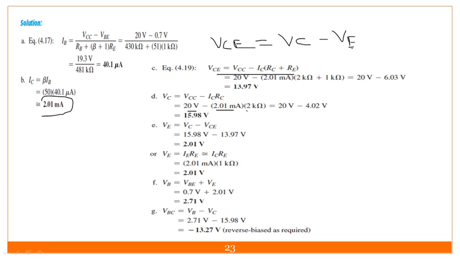Then RC is how much? 2 kilo ohm. If I put the values in the calculator, I will get 20 minus 4.02 volt. So 20 minus 4.02 volt is how much? 15.98 volt. You are getting 15.98 volt. This is the correct answer for my VC.